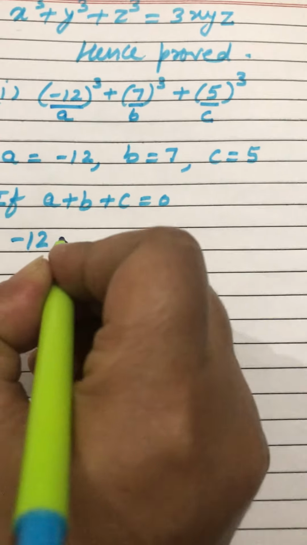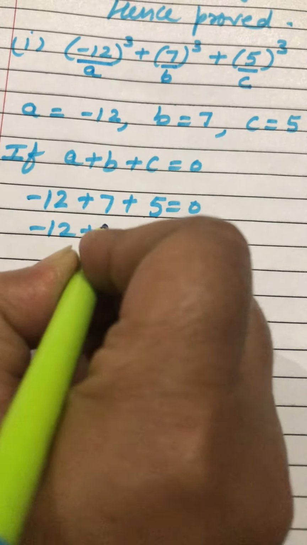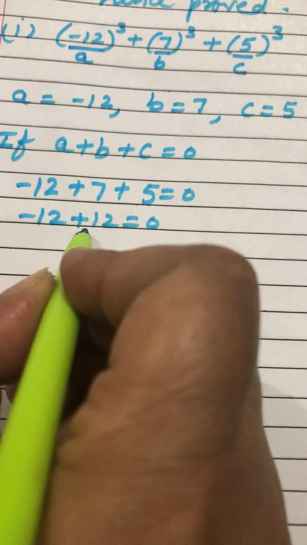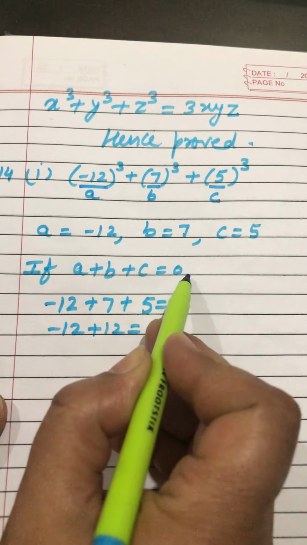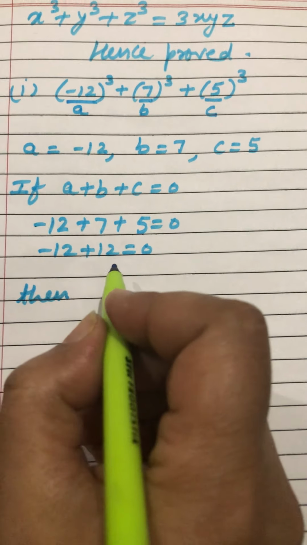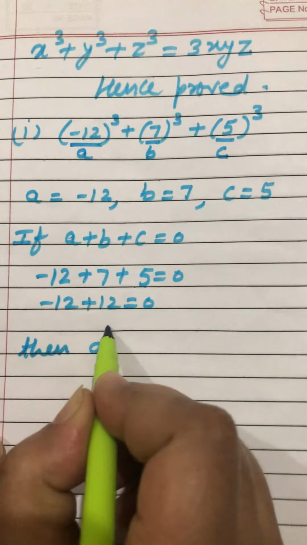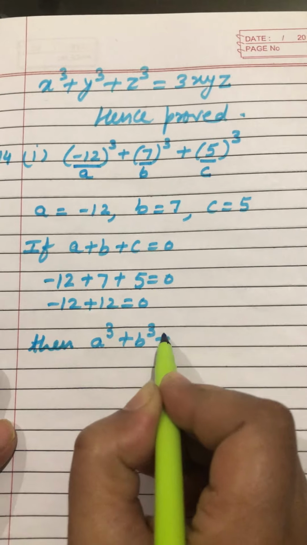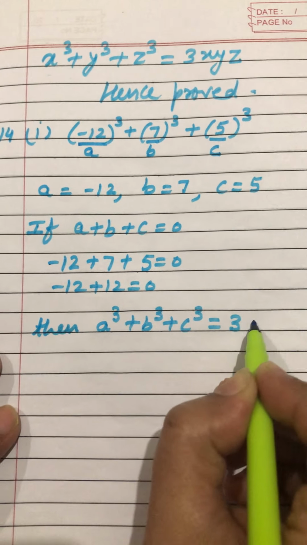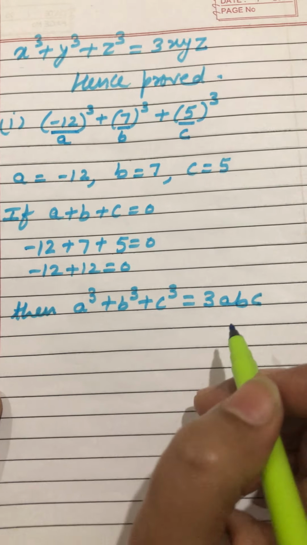Minus 12 plus 7 plus 5 equals 0. So minus 12 plus 12 gives us 0. Yes, it is coming 0. So if A plus B plus C is 0, then this is the 11th, last identity: A cube plus B cube plus C cube is always equal to 3ABC. I have already told you about the advanced identities.